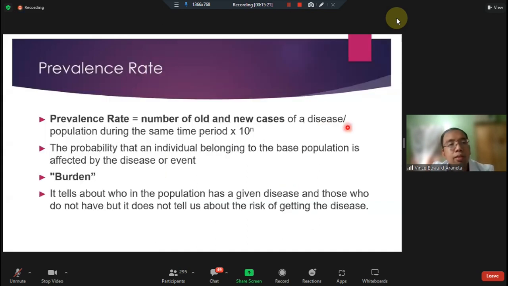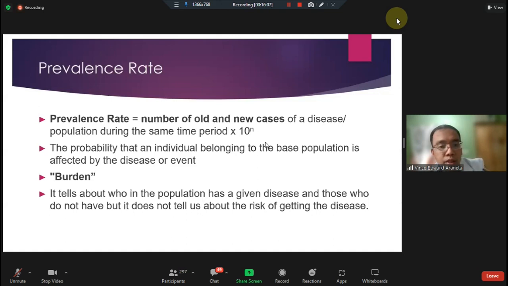Next, our prevalence. The prevalence rate means the number of old and new cases of a disease divided by the population during the same time period, times the constant. So this is the probability that an individual belonging to the base population is affected by the disease or event. So it's equated to the burden of the disease. If incidence is risk, then prevalence is equated to the burden of the disease. It tells us who in the population has a given disease and who does not, but does not tell us about the risk of getting the disease.